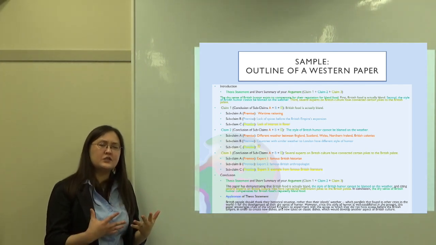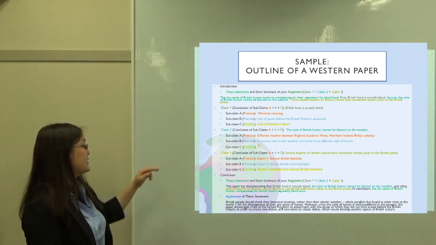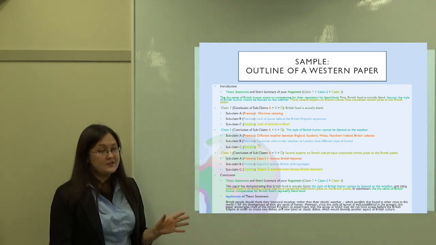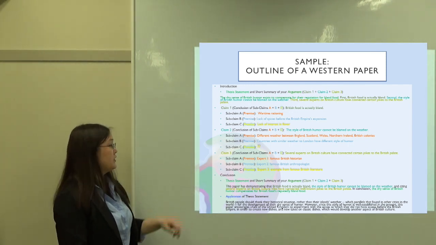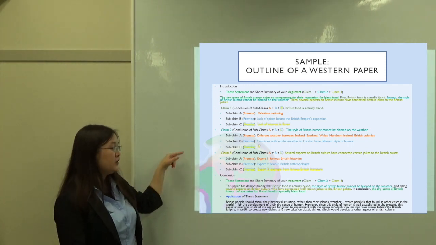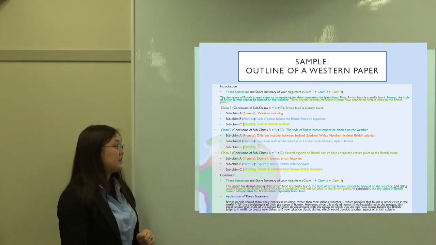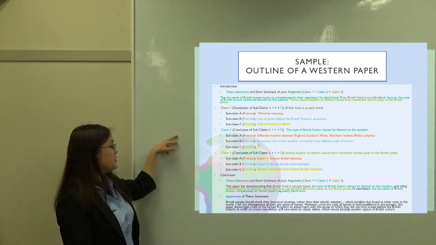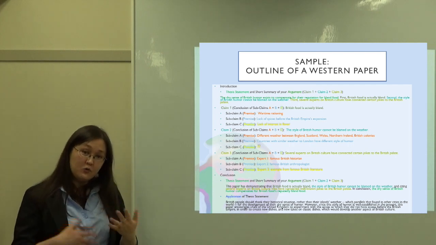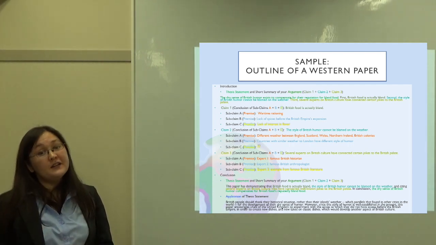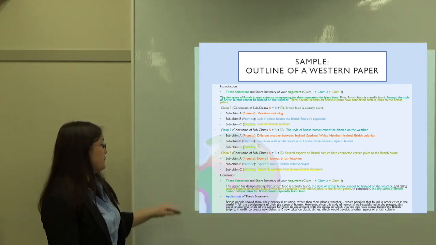When I start to do the research, maybe I'll find another good reason why British humor is not related to weather. For now, I know I need a subclaim 3, but I don't have it yet. That's okay. At least I have 2 things to research, subclaim A and B, and while I'm researching them, maybe I'll find a 3rd reason that I can use.